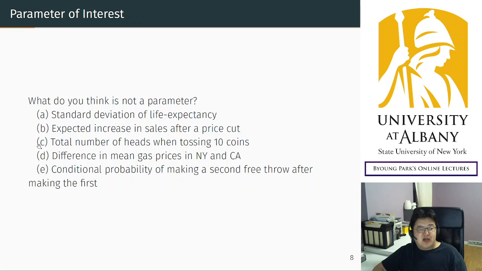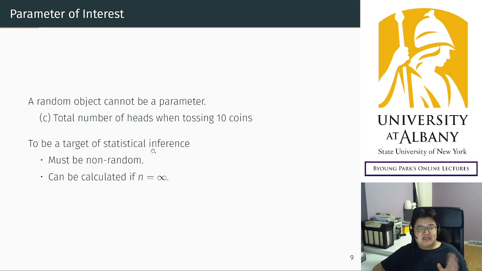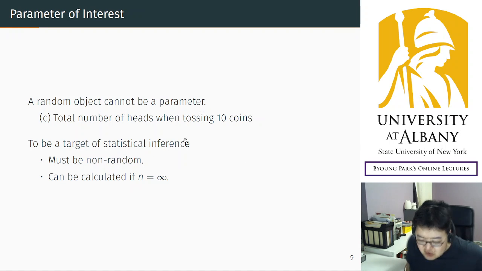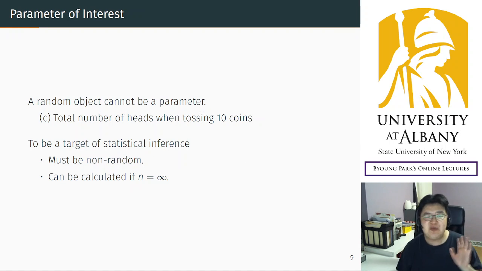So all the other guys are just a matter of whether you know the population or not. If you know the population, the other 4 can be calculated. However, as I said, C is not. So even if you toss coins an infinite number of times, the number of heads will be different all the time. So C is not a good parameter, not a parameter, cannot be a parameter.